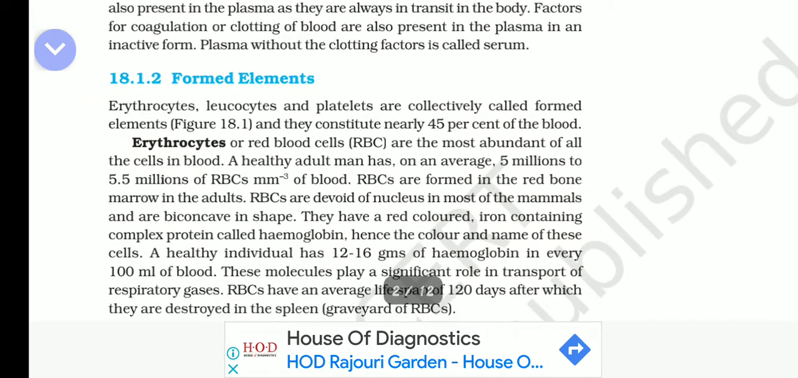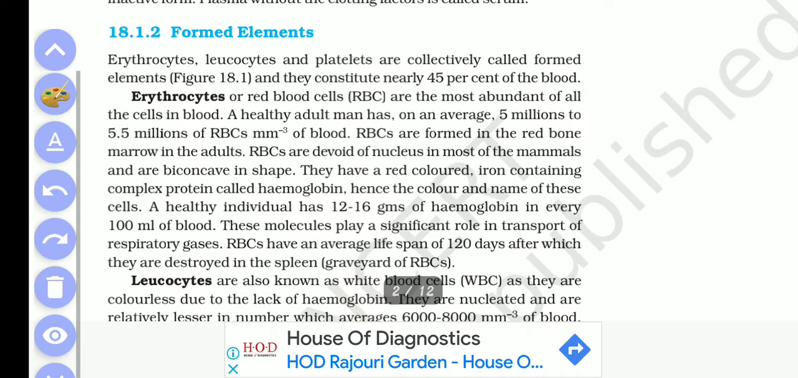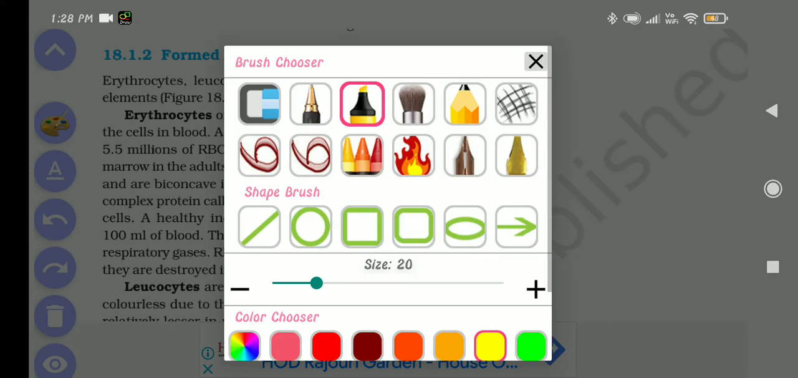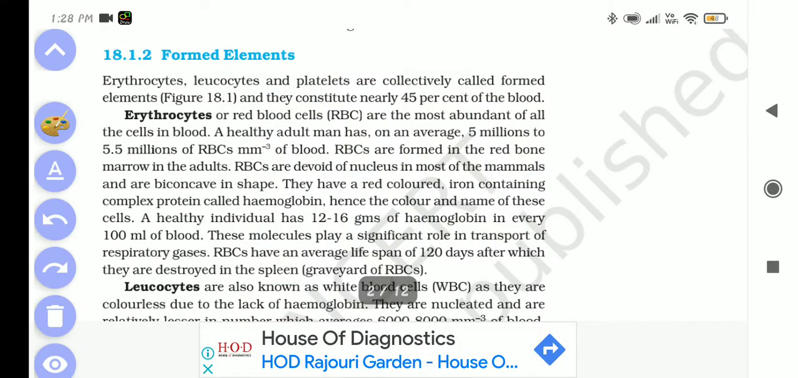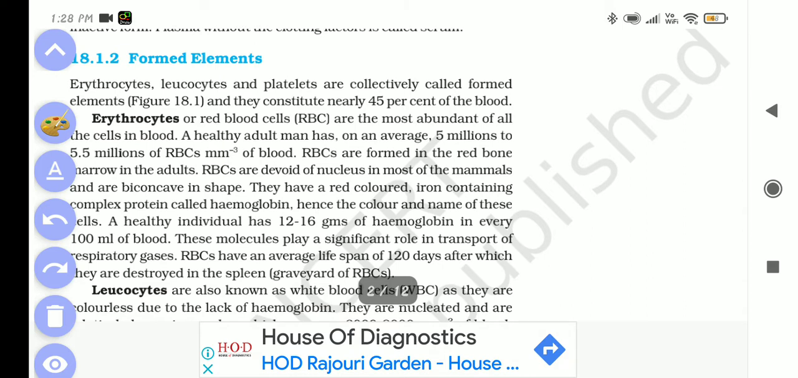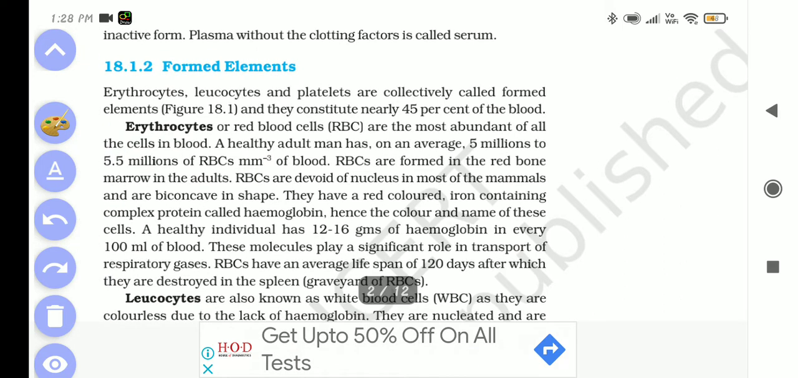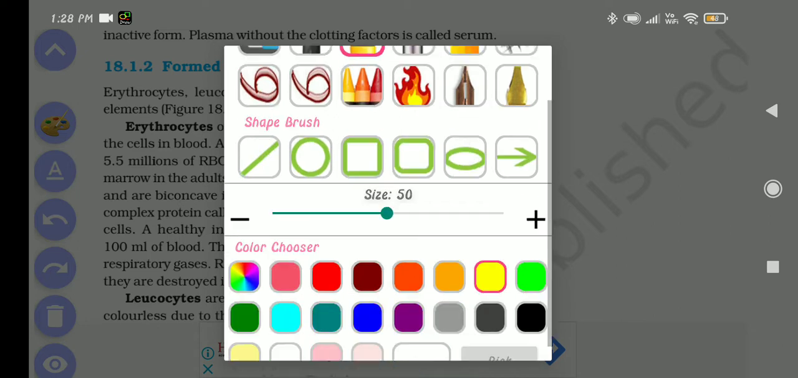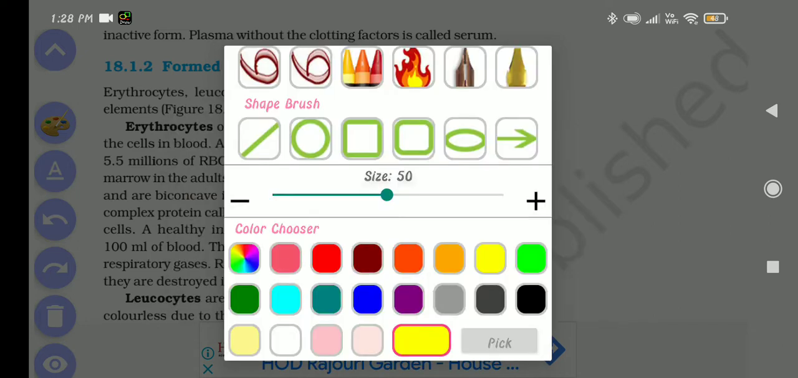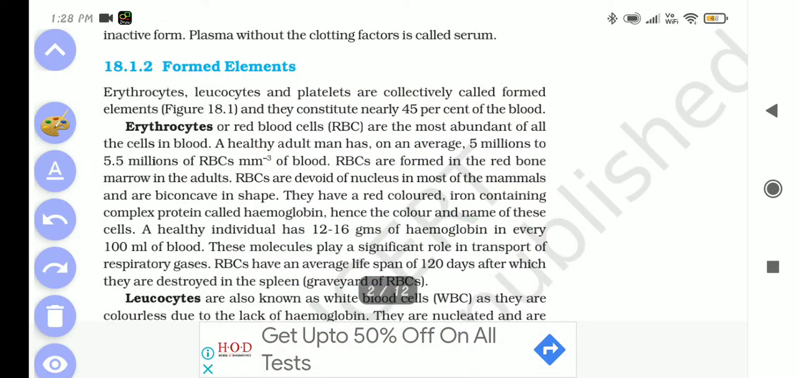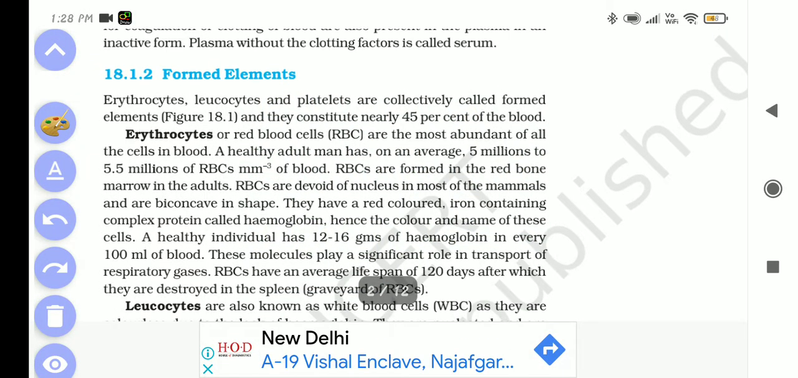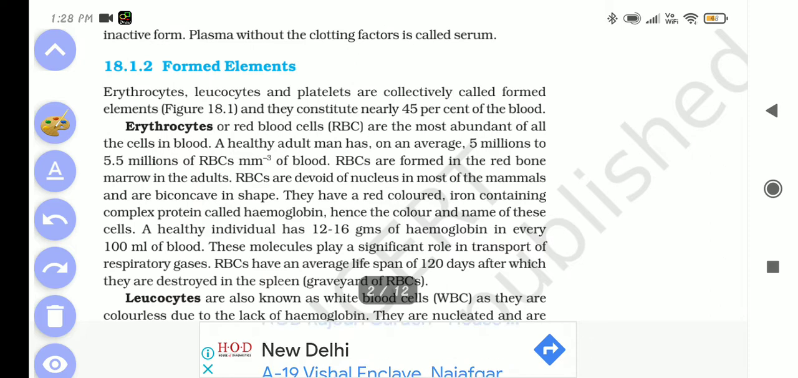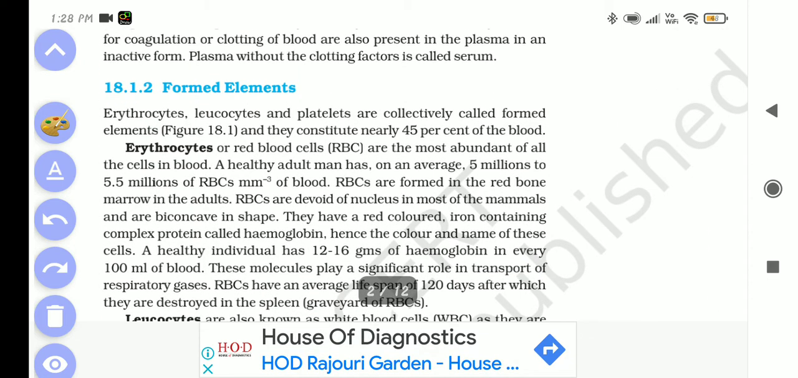Formed elements. So what do you mean by formed elements? Formed elements are a very simple thing. They are the collection of erythrocytes, the collection of leukocytes, and the collection of platelets.